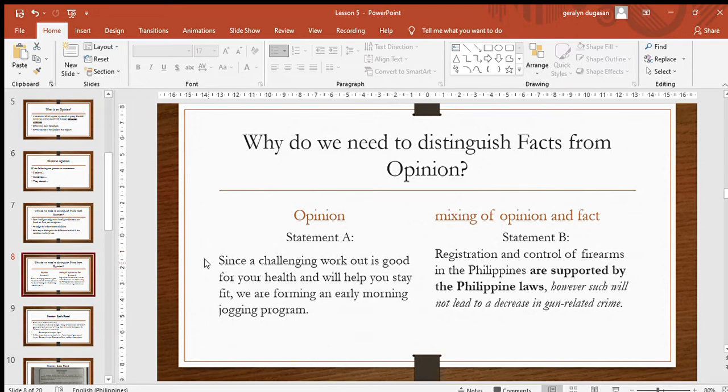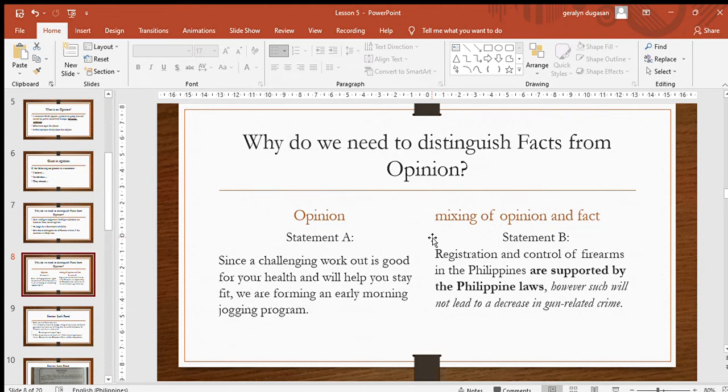Even though "a challenging workout is good for your health" may sound like a fact, this statement is an opinion, because how long are they defining challenging? Is it 5 kilometers? 10 kilometers? More importantly, this workout wouldn't be healthy for people with heart conditions. These students would actually be harmed if they overextended themselves.